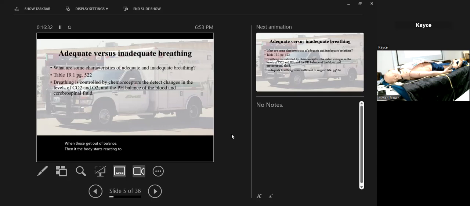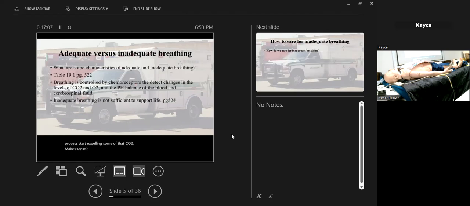If you have a low CO2 level and a high oxygen level, your body might actually slow your respirations down and start building up that CO2 level again. On the contrary, if you have a high CO2 level and your oxygen level's normal, your body might start speeding up that respiration process, or that ventilation process, to start expelling some of that CO2. Make sense? The body's really good at trying to protect itself.